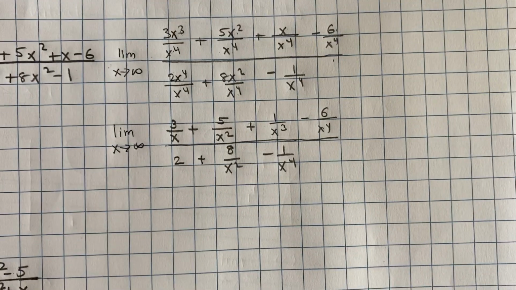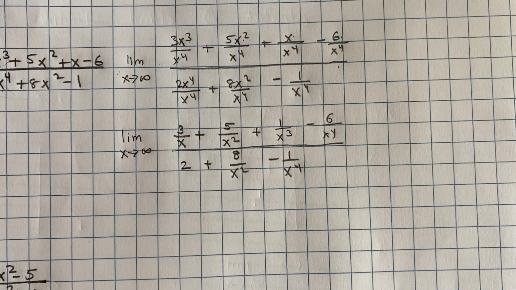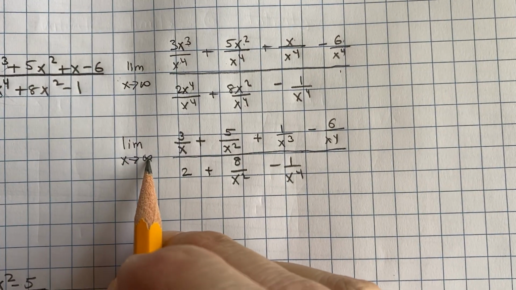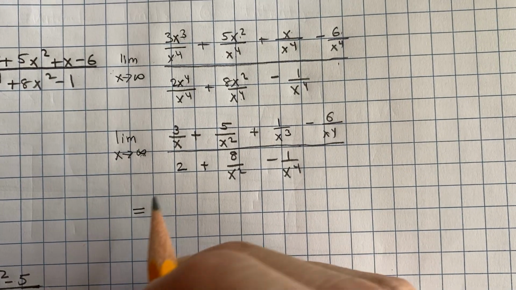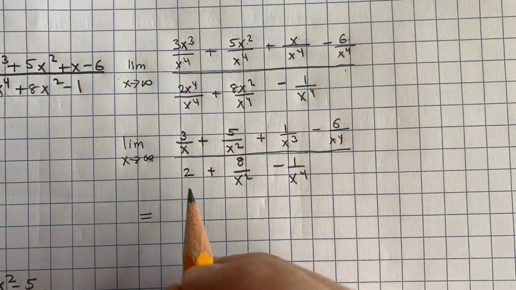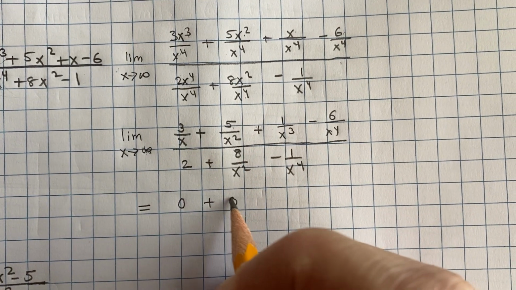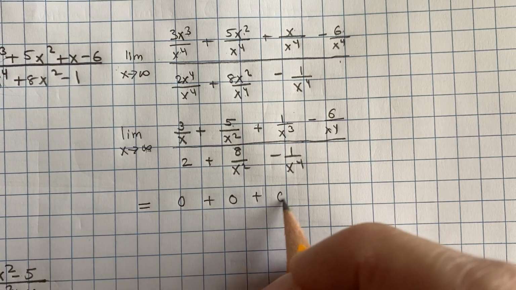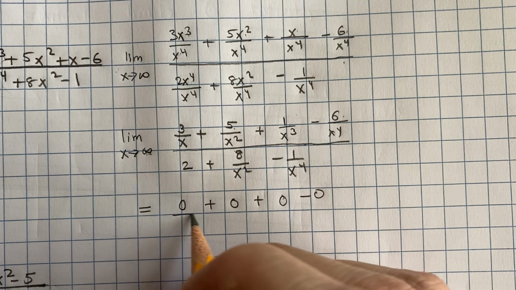All right, now this is the point where you can plug in a very, very large number, okay? And again, don't plug in infinity. Infinity is not a number, so don't plug it in. What you could do is start evaluating. You could say, well, 3 over a very, very large number, 3 over 1 million, that's going to go to 0. 5 over a very large number squared is definitely going to go to 0. And so forth, right? 1 over a large number cubed is definitely going to go to 0. A constant over a large number to the fourth also goes to 0.